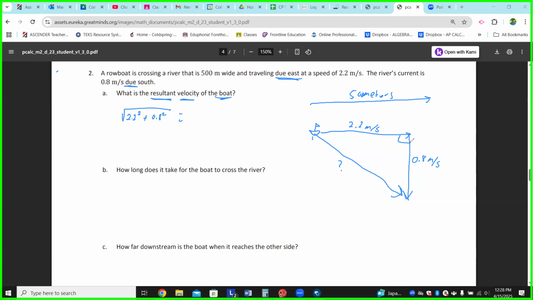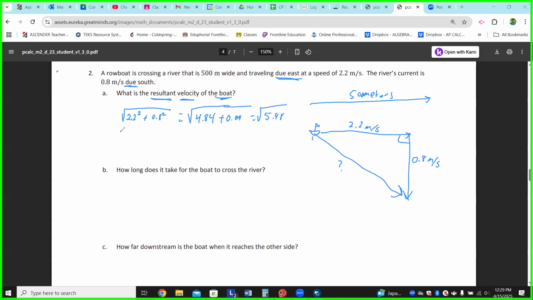So what do we get here? I don't think 2.2 squared is 4.4. Is it really? That's 84. Yeah, because if I say 22 squared is 484. So because of the 0.2, two decimals, move it to the left. My bad, 484. All right, then 4.84 plus 0.64 gives me.